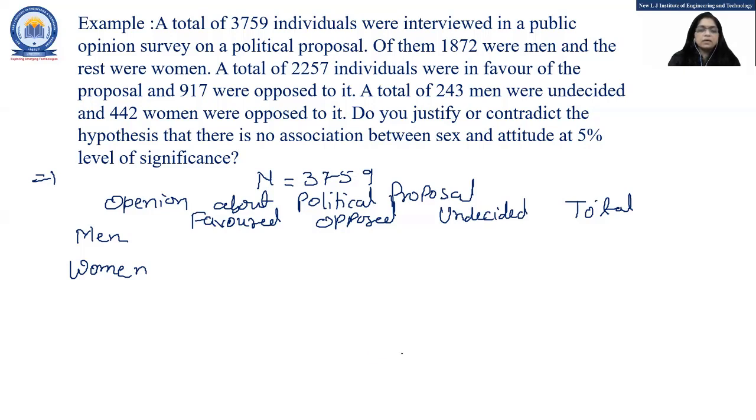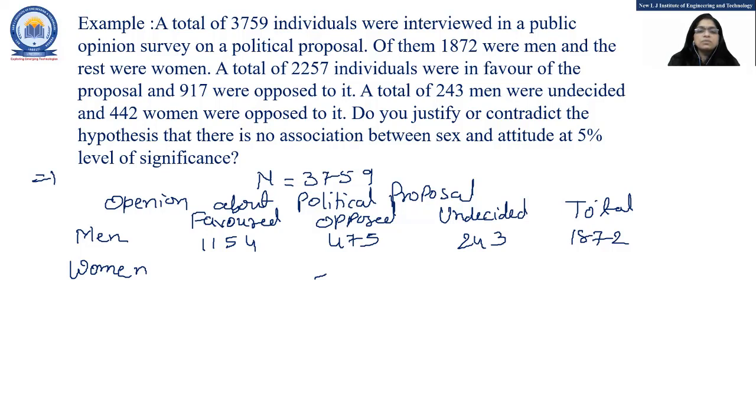From the given data, here 1,154 men in favor, 475 opposed, and 243 undecided. So total 1,872. This is the total men. From the total men, these men are in favor of the proposal, 475 are opposed, and 243 are undecided.